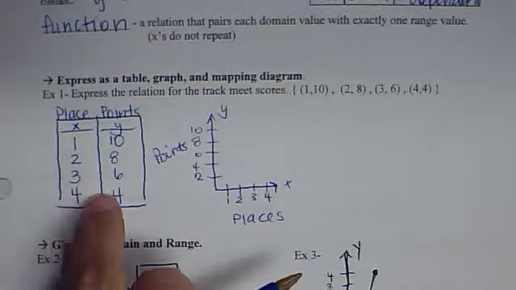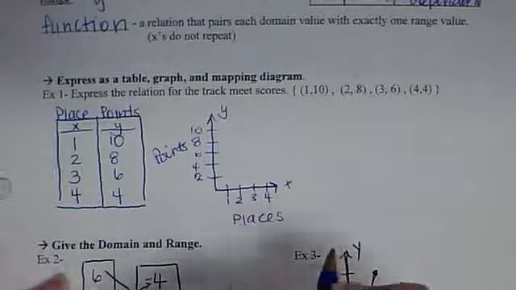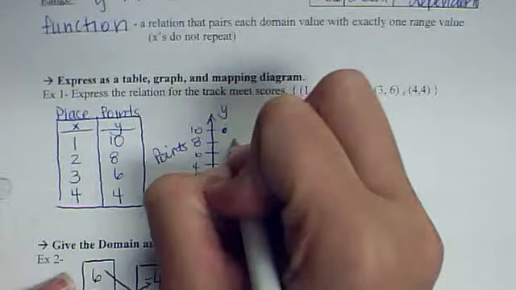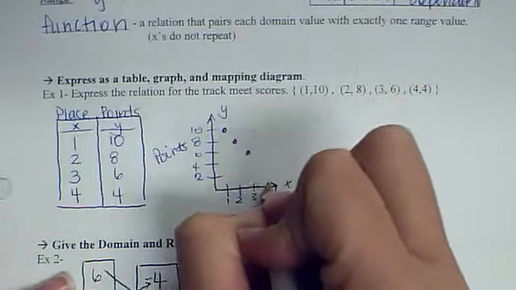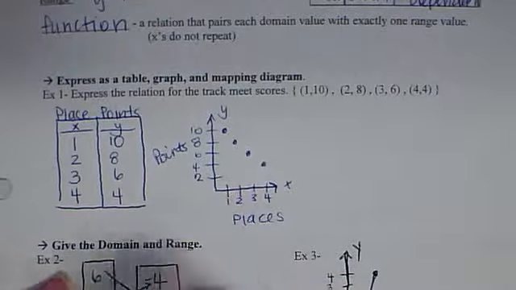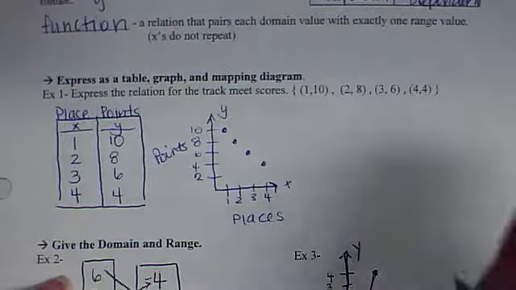I'm just representing this material another way. If I graph that, I have (1, 10), (2, 8), (3, 6), and (4, 4). And I don't connect them because I can't get 1.5 place, right? So that would be an example of a discrete graph. We've already talked a little bit about that.